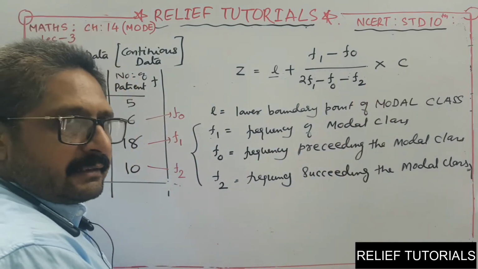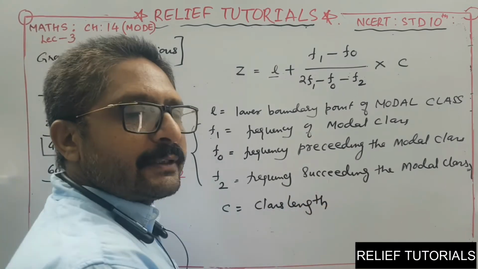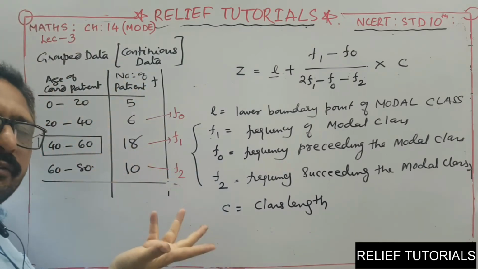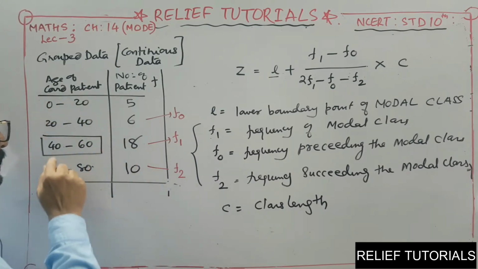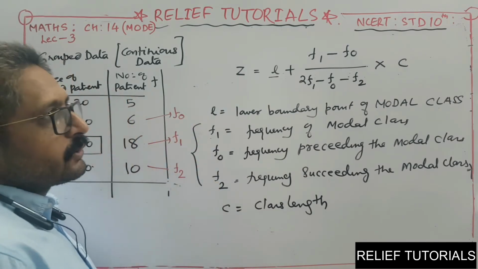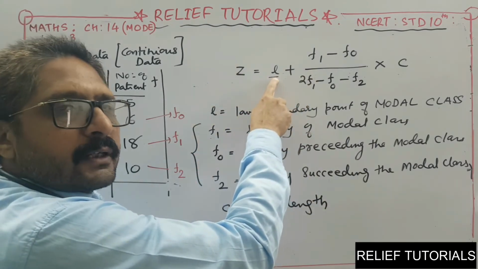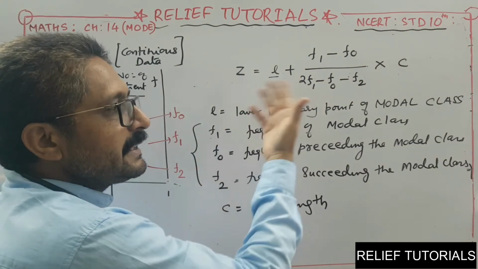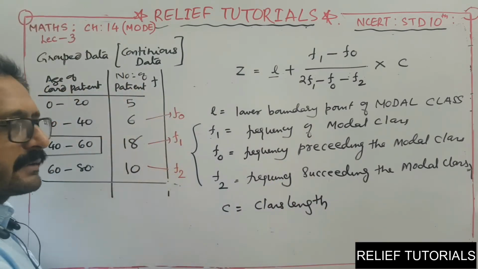Okay. Now C. C is class length. Here I told you it is continuous data with equal class length, so the class length of every class is fixed: 20 minus 0 is 20, 40 minus 20 is 20, 60 minus 40 is 20. So the class length is equal for all classes. These are the terms related to the formula. Once again, L is the lower boundary point of the model class, F1 is the frequency of the model class, F0 is the frequency of the class preceding the model class, and F2 is the frequency succeeding the model class. Clear?